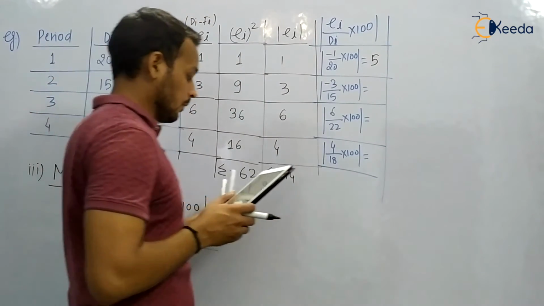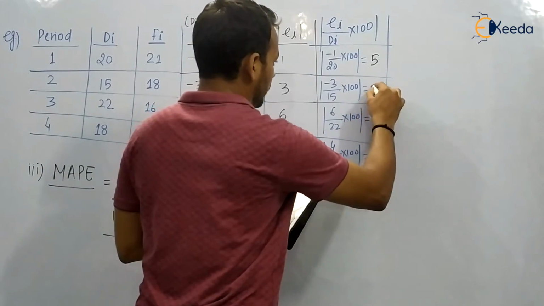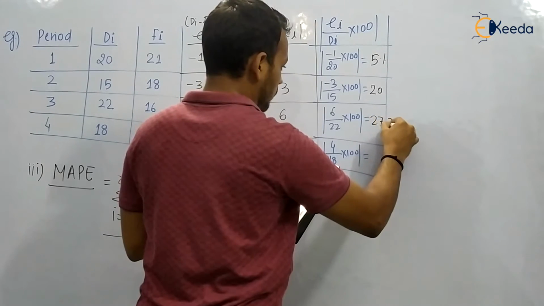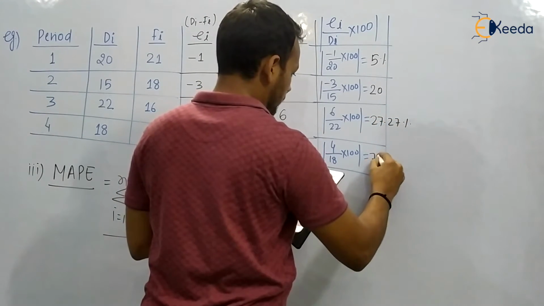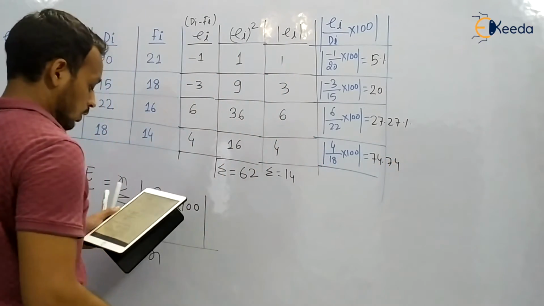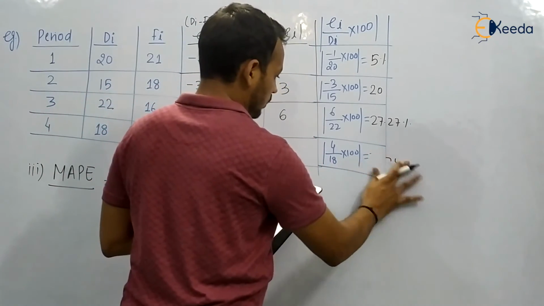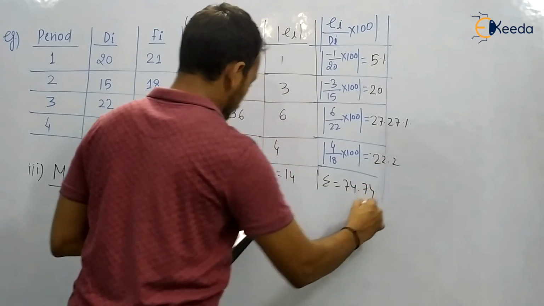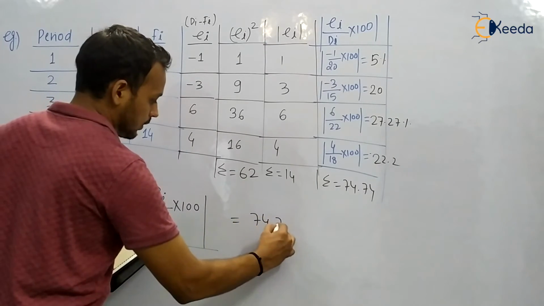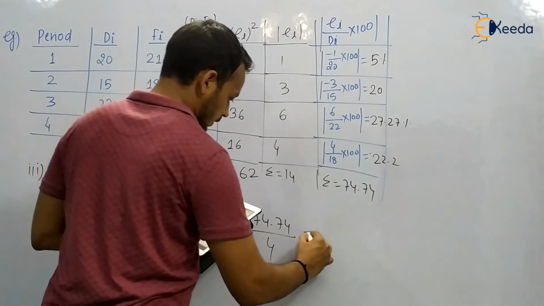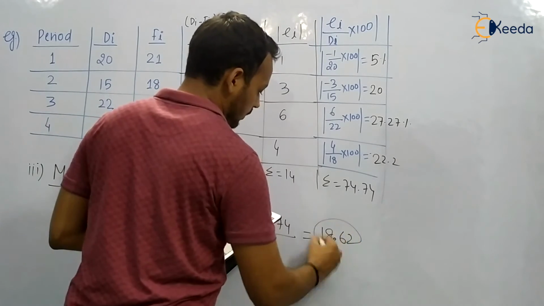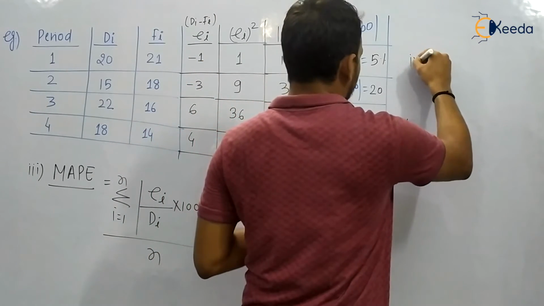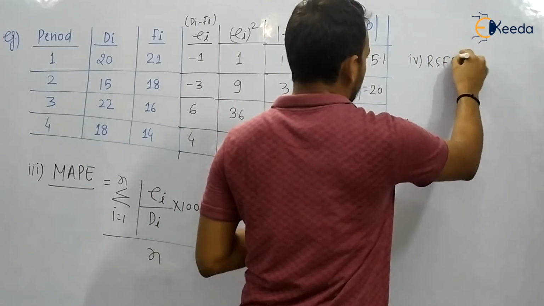It is going to be 20%. Okay, everything is in percent. It is 27.27%. It is going to be 22.2%. So the total summation is 74.74, upon total number of observations. It is going to be 18.62.